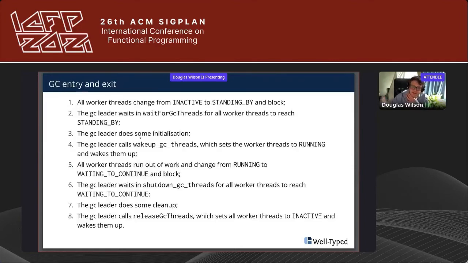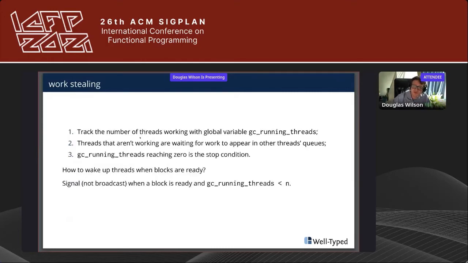This is describing the invariants for the startup and the shutdown of the GC. These are the same, they haven't changed. It's just a different mechanism of doing this blocking. When it comes to work stealing, we track the number of threads that are currently working in a global variable. Threads that aren't working are in a wait state, waiting for new work to arrive. When the number of threads running reaches 0, that's our stop condition. That's how we know to proceed to the exit of the GC.